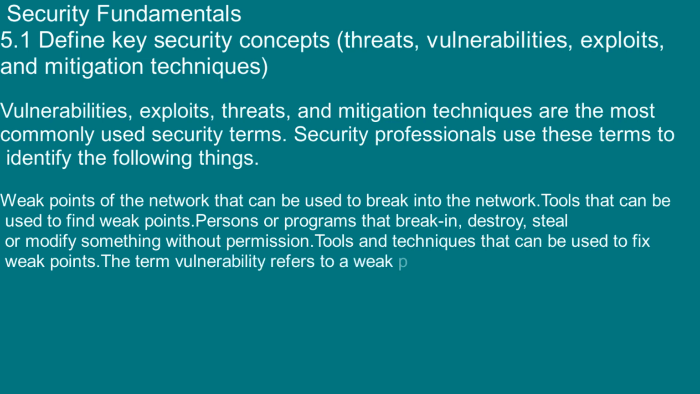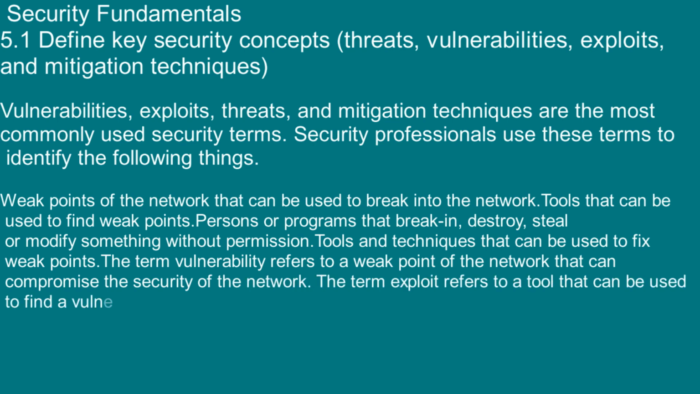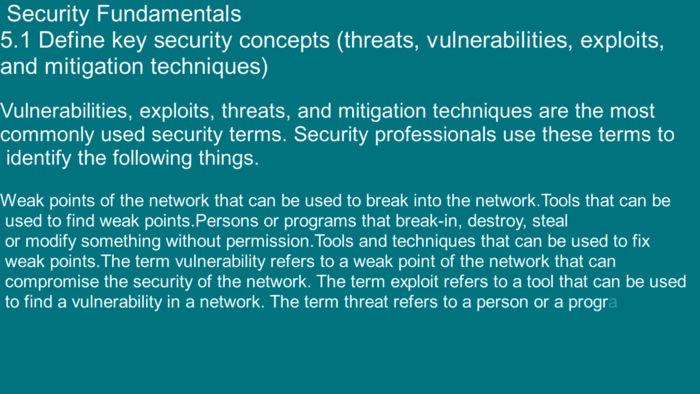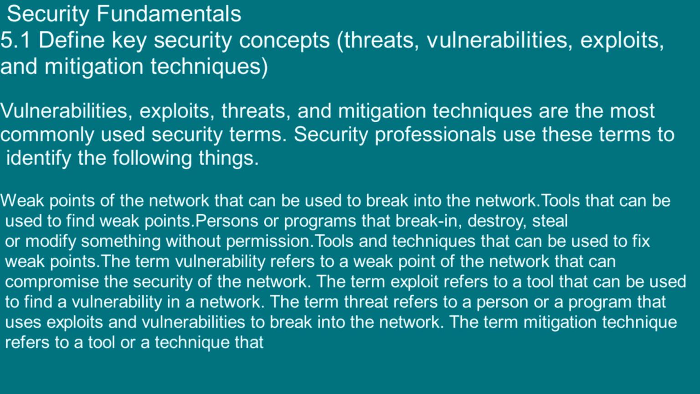The term vulnerability refers to a weak point of the network that can compromise the security of the network. The term exploit refers to a tool that can be used to find a vulnerability in a network. The term threat refers to a person or a program that uses exploits and vulnerabilities to break into the network. The term mitigation technique refers to a tool or a technique that can be used to protect the network or weak points of the network.